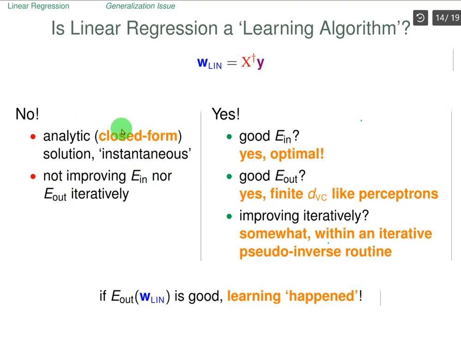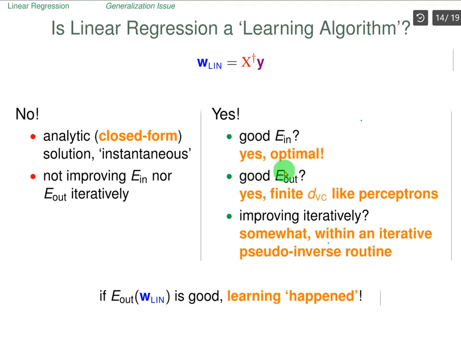Second answer, however, we can say yes, we are learning from data. We have some kind of learning path. Is the in-sample error good? Yes, it is even optimal, because as long as we find the matrix that is invertible, we can always find the optimal weight, which will minimize our in-sample error. How about out-of-sample error? Well, like in the perceptron case, as long as our in-sample error is small, and as long as we are dealing with a hypothesis class with restricted VC dimension, the out-of-sample error is likely to be small enough, like in perceptron.